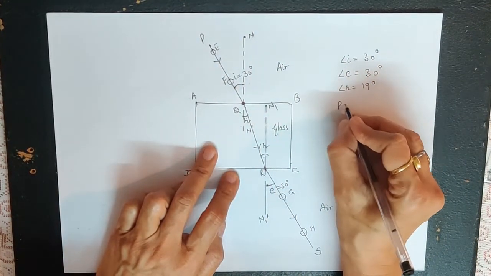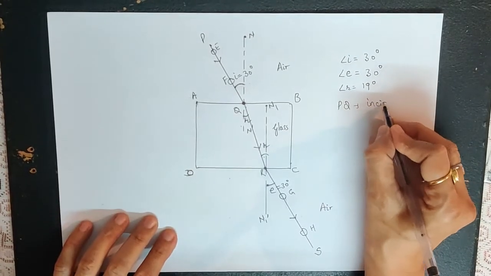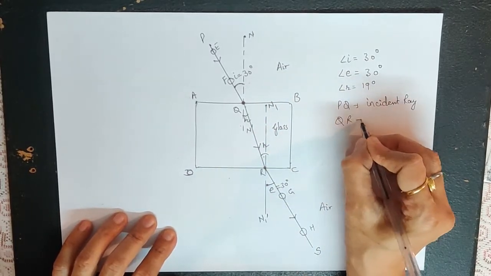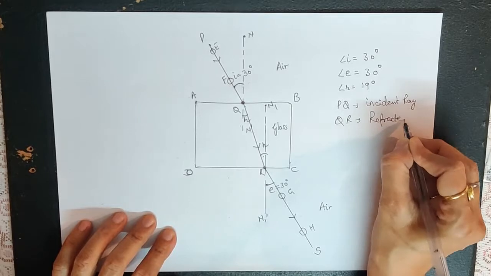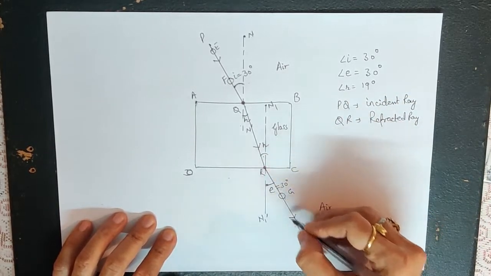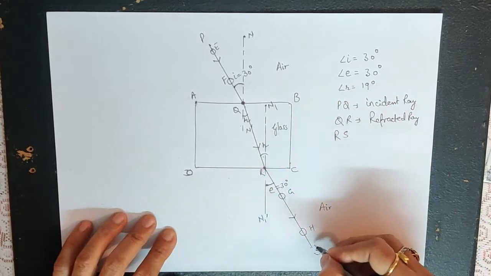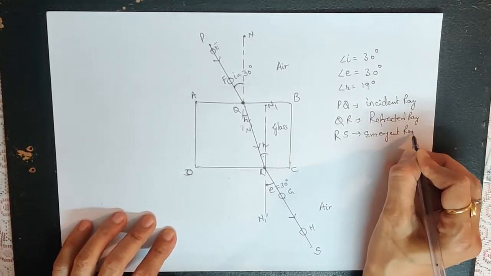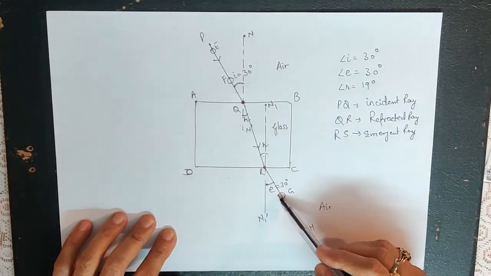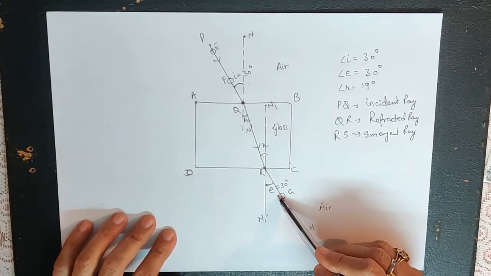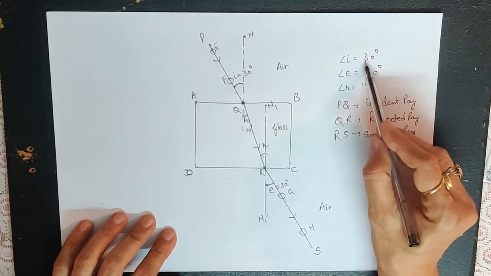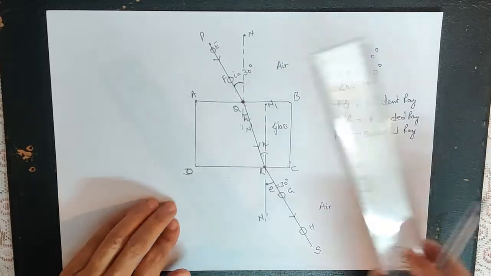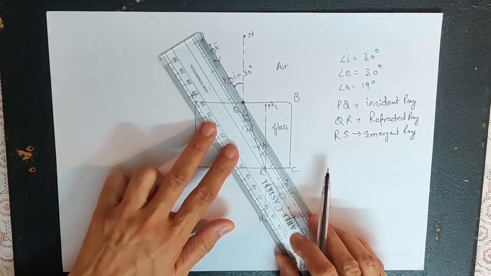This PQ ray we call the incident ray. The ray which is traveling inside the glass slab, that is the QR ray, we call the refracted ray. And the ray which is again emerging back into the air, that is the ray RS, we call the emergent ray. So here we see that the angle of incidence and the angle of emergence both are equal. The angle of incidence we have taken to be 30 degrees and the angle of emergence is also equal to 30 degrees.